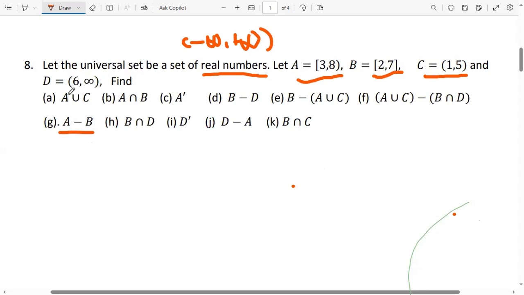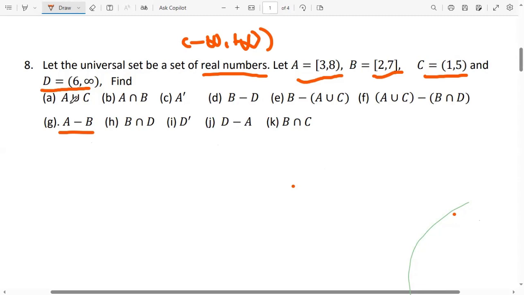And then we have a fourth set here, which is D, okay? And then this D starts from 6 all the way up to positive infinity, but the 6 is not included, and as usual, the infinity will never be included in any set, okay? So now, the question is, find the value of A union what? Of A union C.